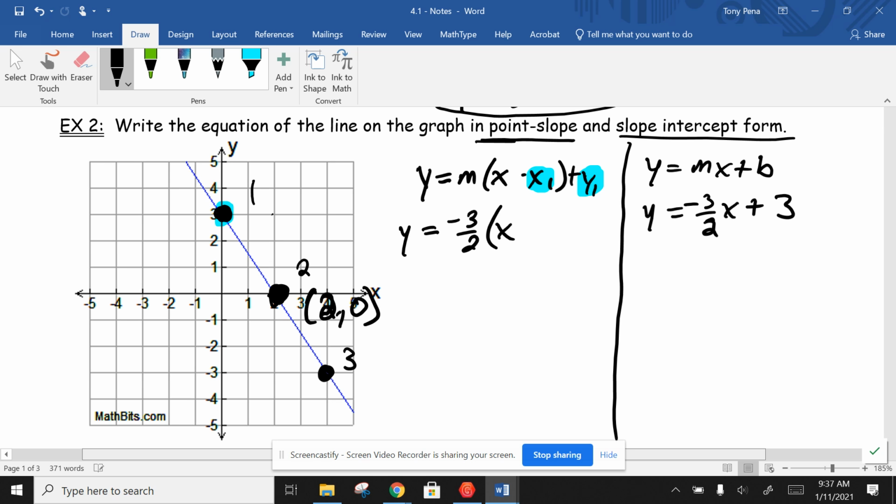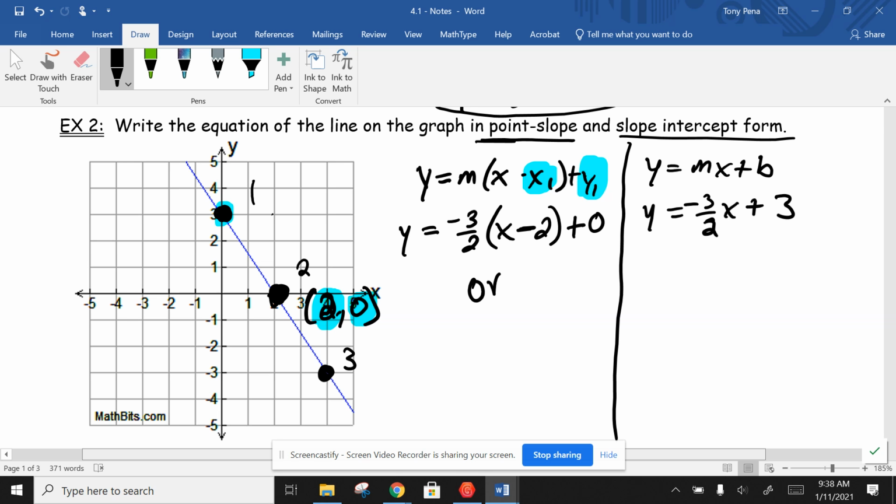So if that's my point (2, 0), I'm going to do x minus the x coordinate. This just means take the x coordinate of this point. That x coordinate is a 2. And then plus, and then this means find the y coordinate of that point. The y coordinate is a 0. Don't necessarily have to write the 0, but that would be our answer.